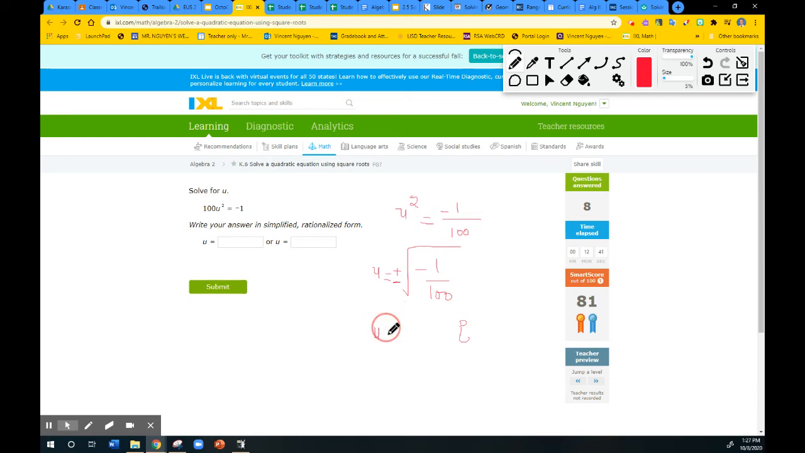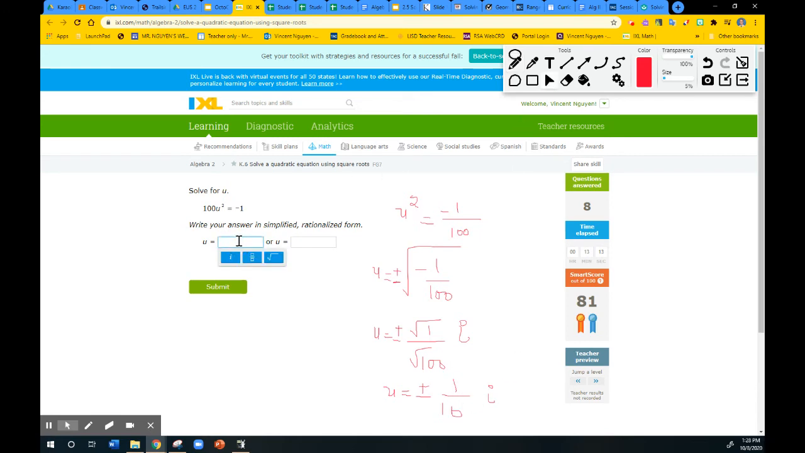So u equals plus or minus the square root of 1 over the square root of 100. All right, so the square root of 100 happens to be 10. Okay, so u equals plus or minus the square root of 1, which is 1. So I end up with 1 over 10 i as my answer. Okay, so that's how I'm going to write it. Positive 1 over 10 i, and then negative 1 over 10 i.